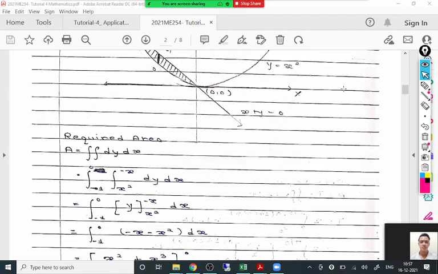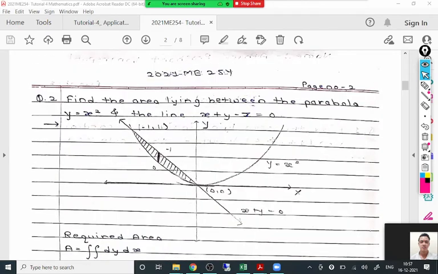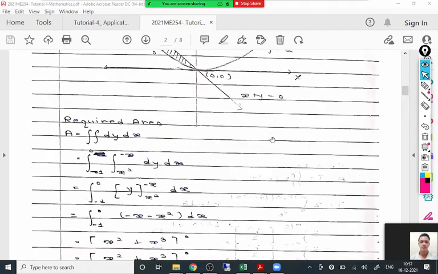So your choice, you can do it with order dx dy also, and it is just integration now, and you get 1 by 6 square unit as the area. 1 by 6 is the answer. Any doubt anyone here in question 2?